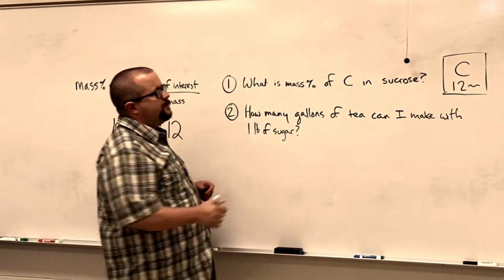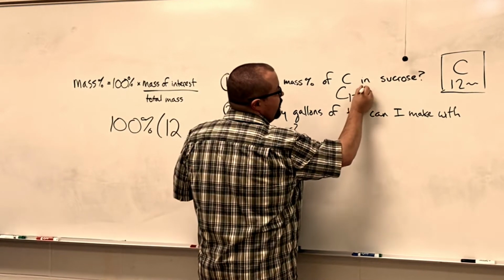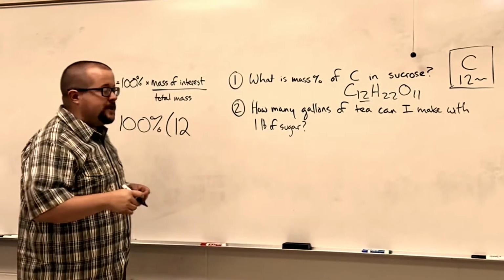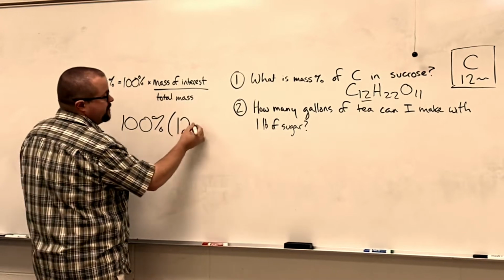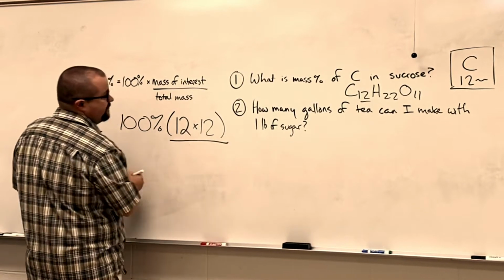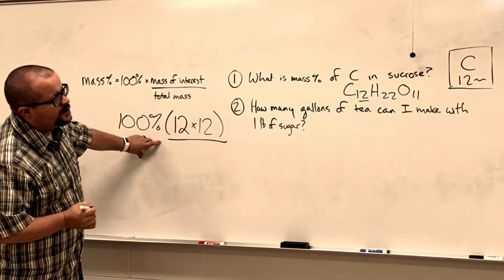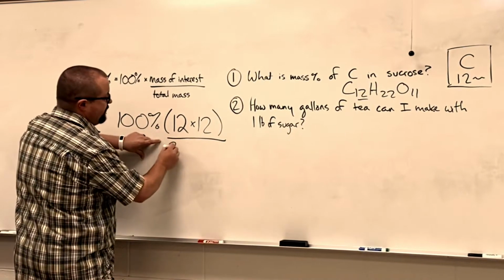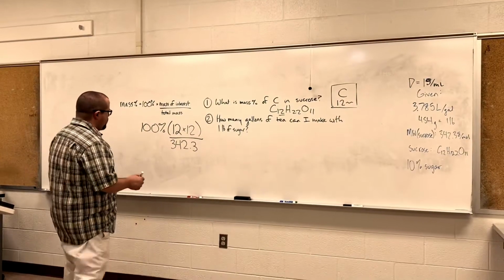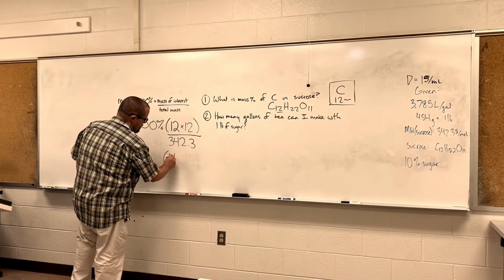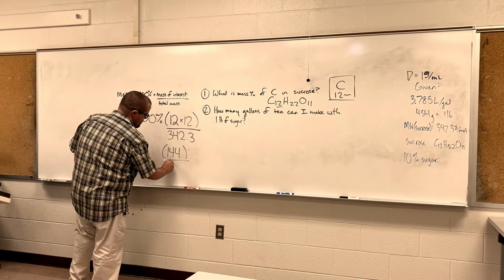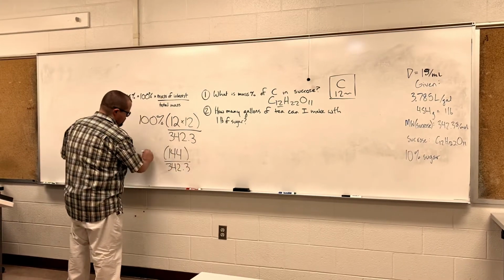But if I look at the formula for sucrose, C12H22O11, I've got 12 carbons. So I'm going to take 12, the mass of each carbon, times 12. I've got that divided by the mass of sucrose, which is 342.3, that was given with the problem. So let's do 144 divided by 342.3 times 100.